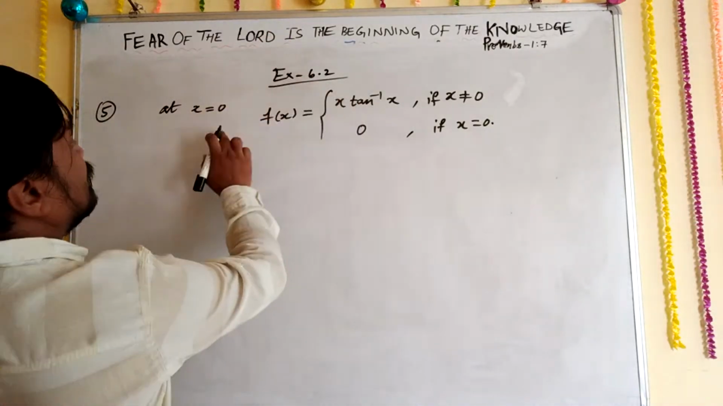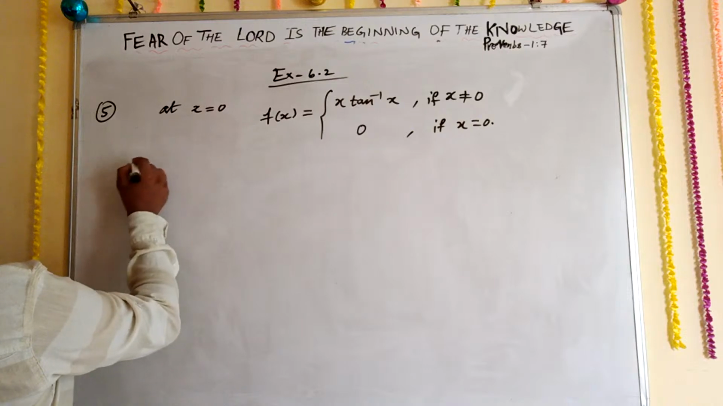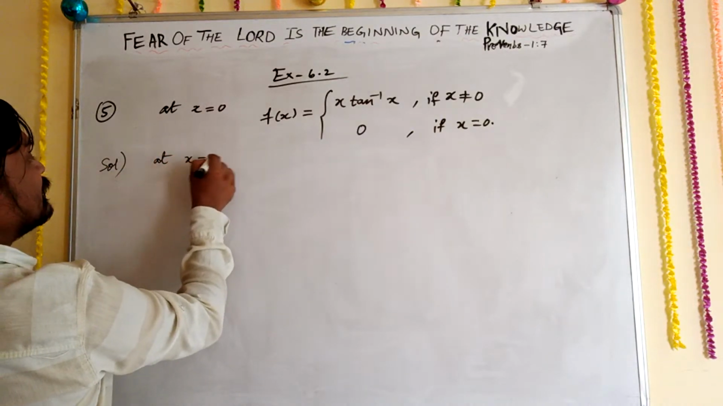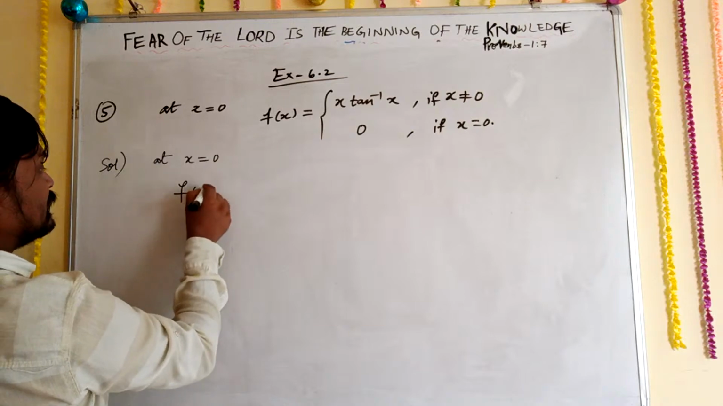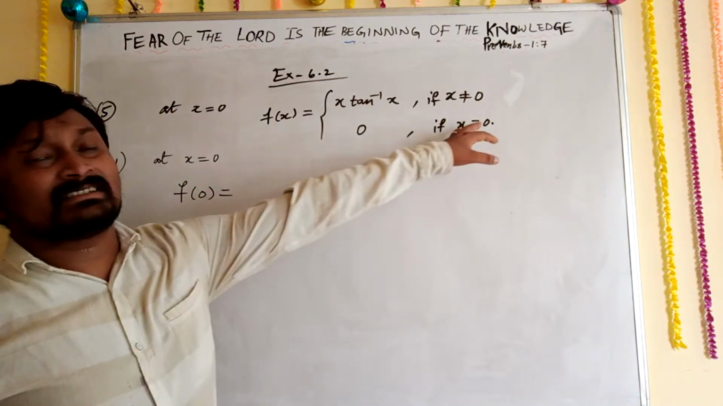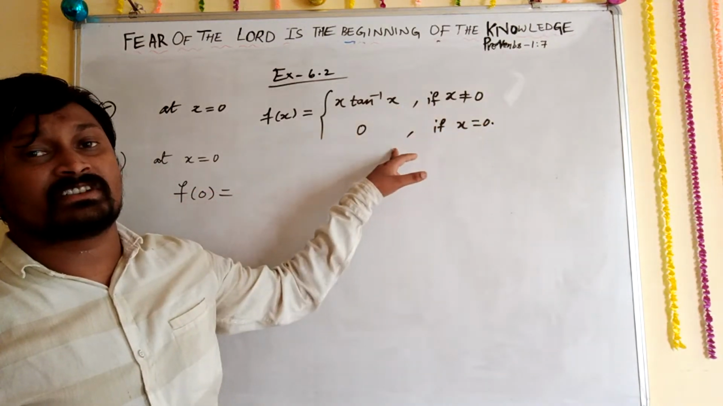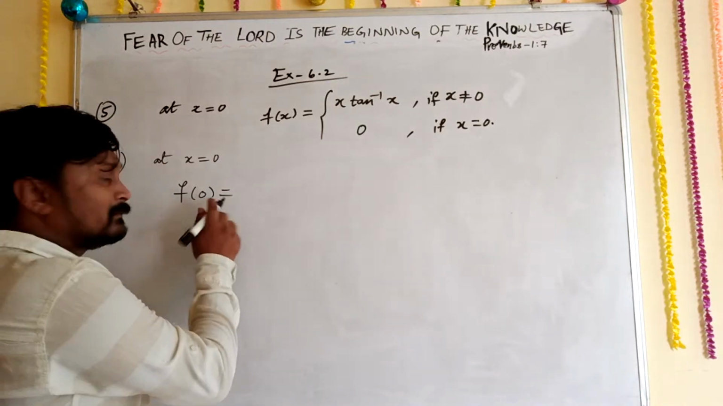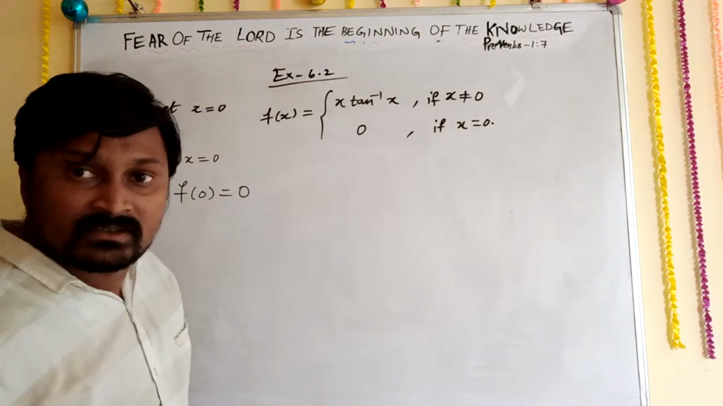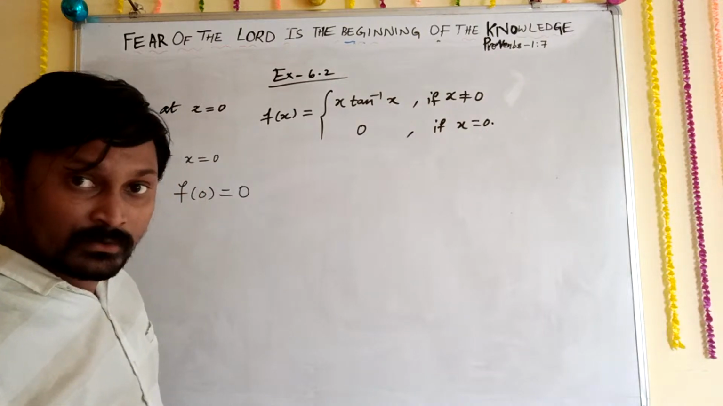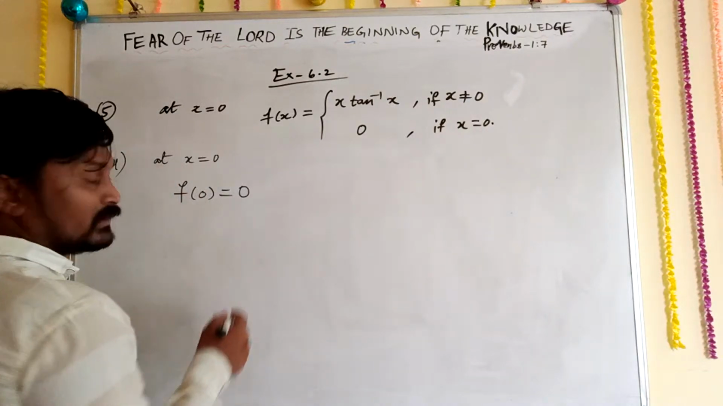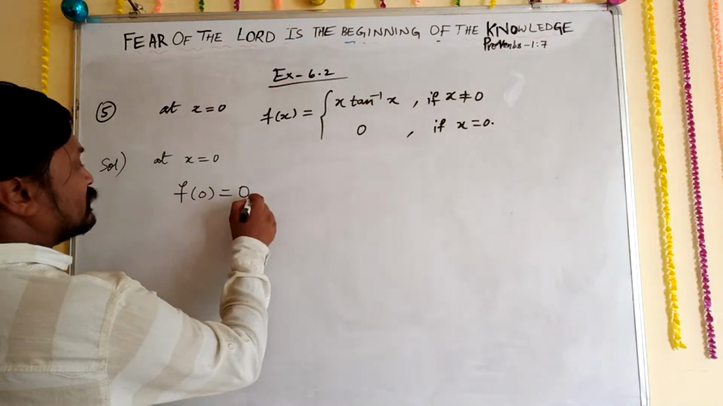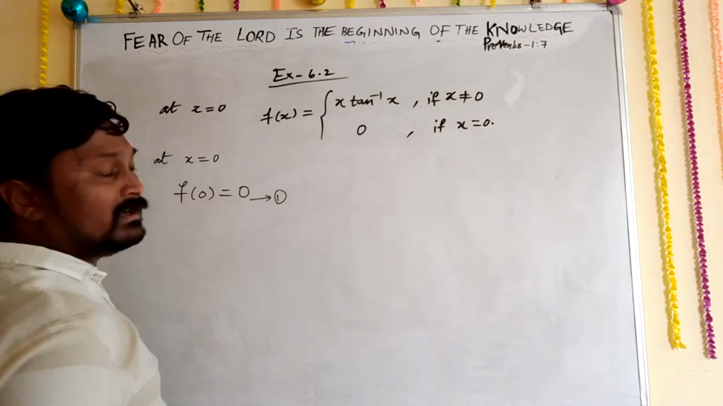Now what we need to do here is the solution. At x equal to 0, f of 0 means at x equal to 0, what is your function? The function becomes 0. So f of 0 is nothing but 0. Good afternoon, Divyanshu. So 11 have reached, 2 more are left. So f of 0 is equal to 0. That is equation number 1.